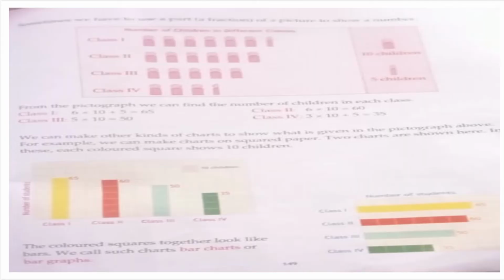Now children, see this pictograph. Here different classes are mentioned, class 1, 2, 3, 4, and in each class the number of children is mentioned. And in the picture you can see one full candle represents 10 children, and a half candle represents 5 children. Now you have to count, evaluate and find out how many children are there in a particular class.